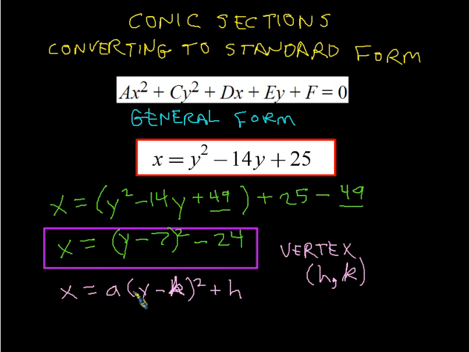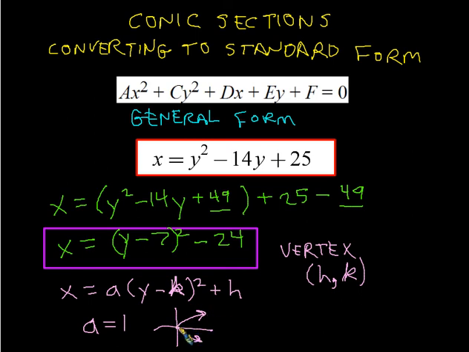Now, in this case, we also know a little bit about the a. The a is 1, and since it's positive, this parabola is going to open up to the right. And you don't have to take my word for that. You could make a table, plug in some values for y, calculate the values for x, and you'll see that you get a graph that opens up to the right.